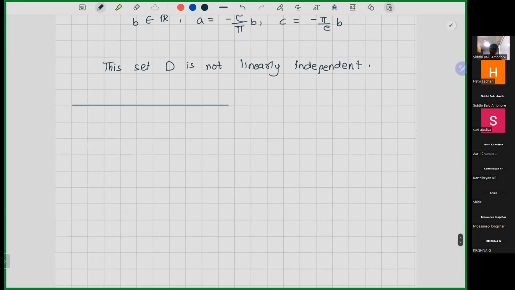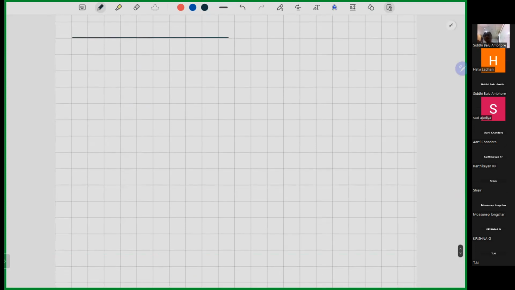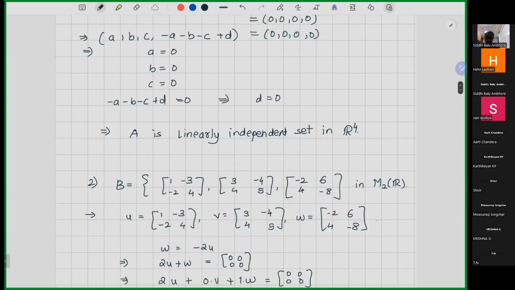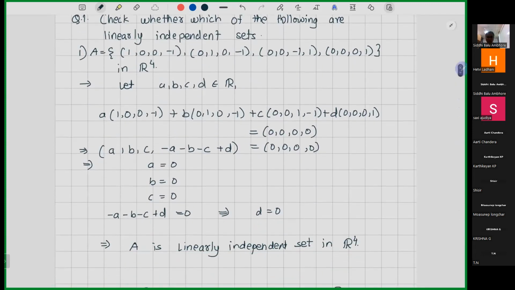If it is R3, how to solve? We have to solve and then find out. R3, which ones? Which one, sir? If it is R3, yes, R3, sir, how to?